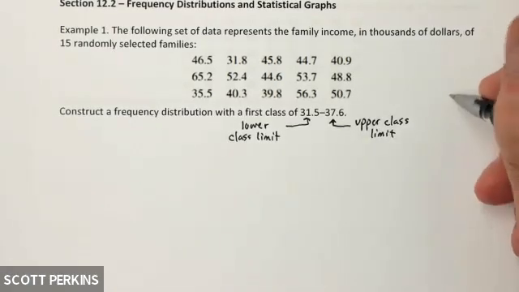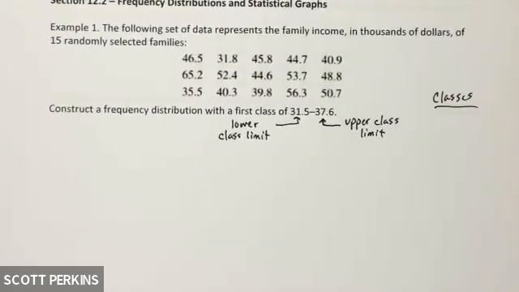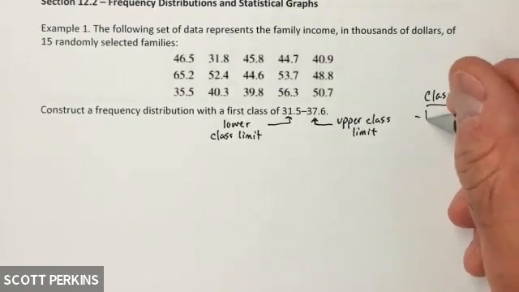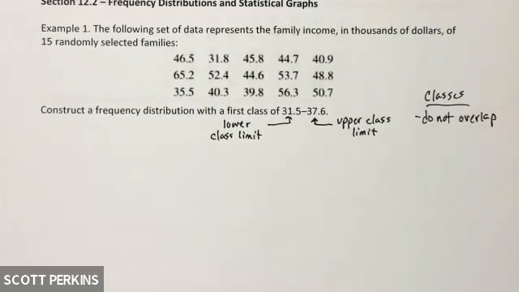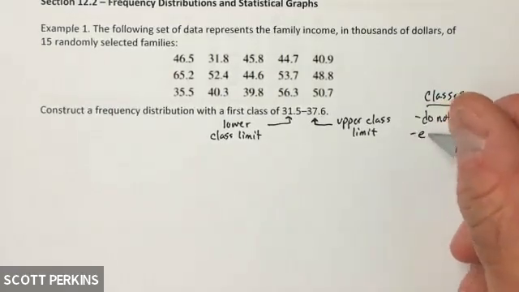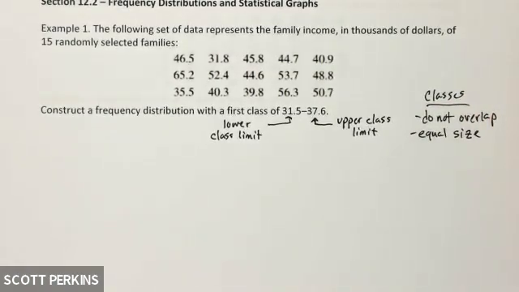Okay, so just a couple things about the classes that you need to know. When you make a frequency distribution, your classes do not overlap. That's super important. You don't want any piece of data to be able to fall into two different classes, because then that messes up your being able to see what's going on. And then the classes are all equal size. If classes are not equal size, then you have a more likelihood that a value will fall into one class versus the other.